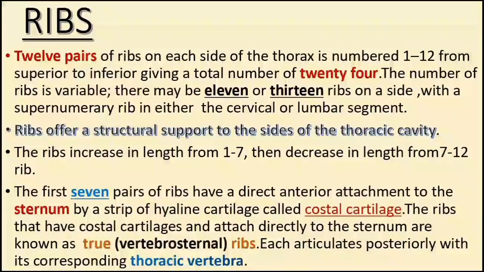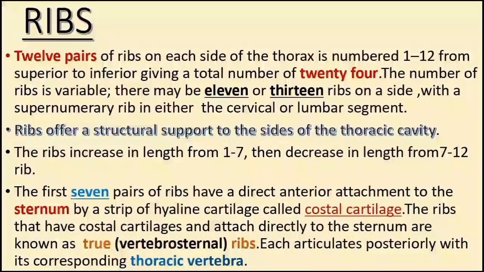The number of ribs is variable. There may be 11 or 13 ribs on a side, with a supernumerary rib in either the cervical or lumbar segment. Then we have the major function of the ribs, which is to offer structural support to the sides of the thoracic cavity. Elements of the thoracic cavity include the heart and the major organ, the lung. The ribs increase in length from 1 to 7, then decrease in length from 7 to 12.